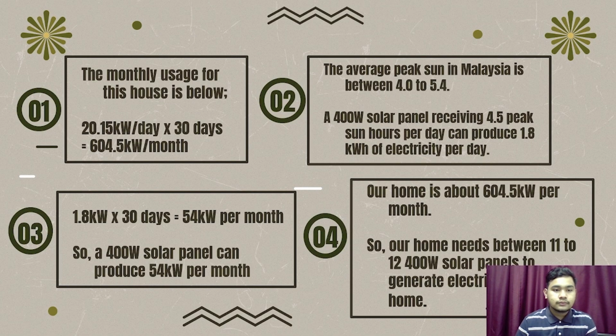For solar, the monthly usage for this house is 20.15 kilowatt hour per day times 30 days. The answer is 604.5 kilowatt hour per month. The average peak sun hours in Malaysia is between 4.0 and 5.4. A 400 watt solar panel receiving 4.5 peak sun hours per day can produce 1.8 kilowatt hour of electricity per day. 1.8 kilowatt hour times 30 days is 54 kilowatt hour per month. So a 400 watt solar panel can produce 54 kilowatt hour per month. Our home uses about 604.5 kilowatt hour per month.